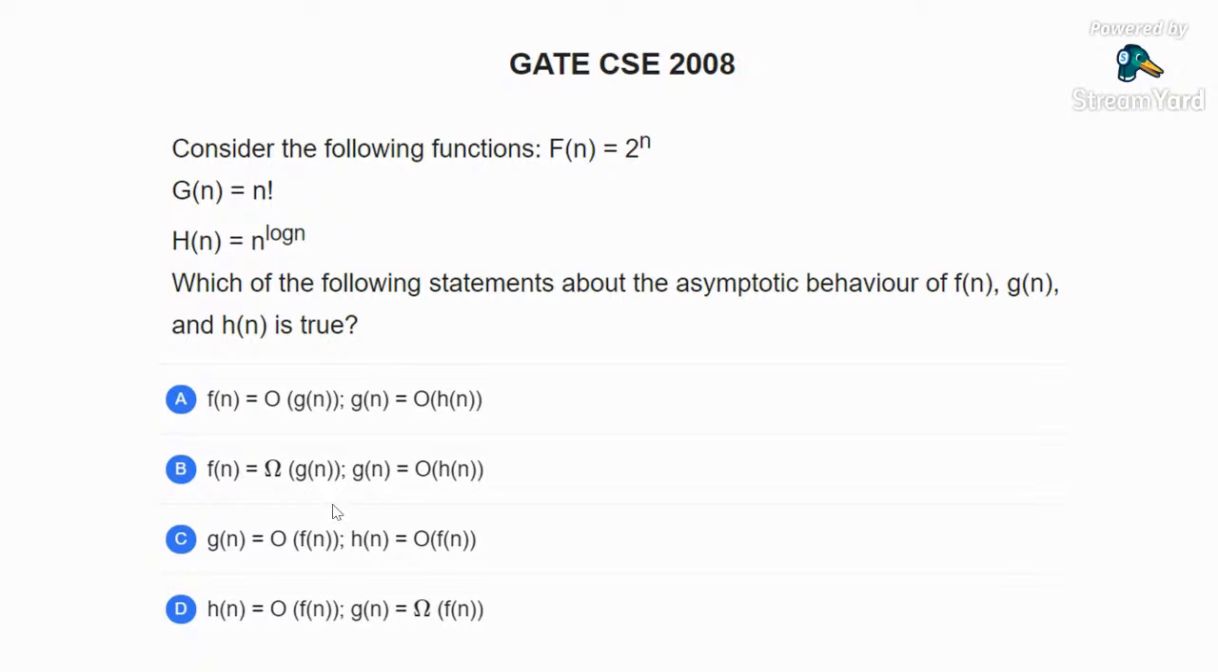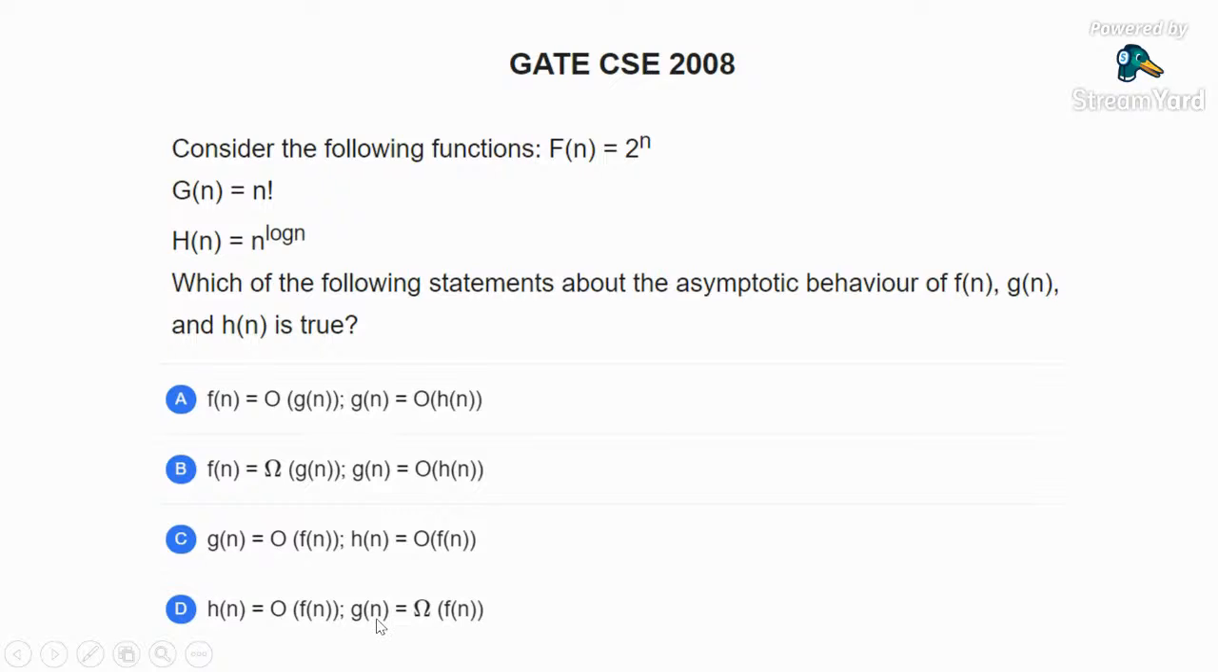Now just see the counterpart of this. g(n) is order of h(n). g(n) is order of f(n). Compare g and f. Here n raised to power n is there. So g(n) is order of f(n) is wrong, because this is 2 raised to power n and this is n to the power n.